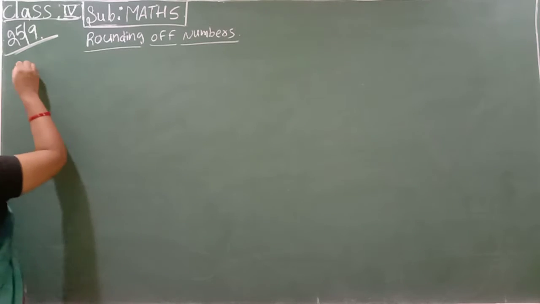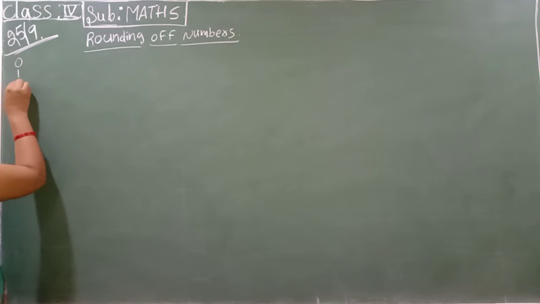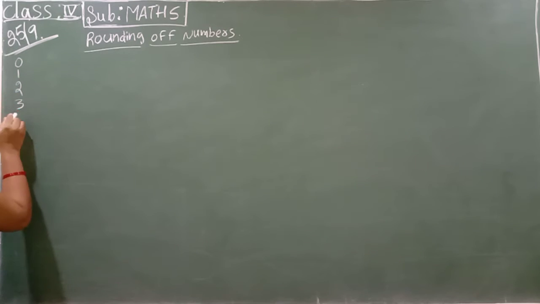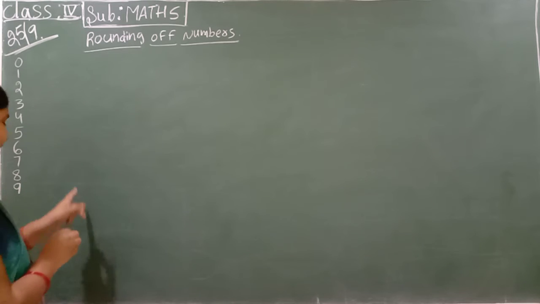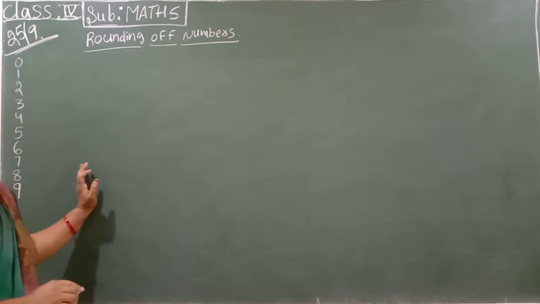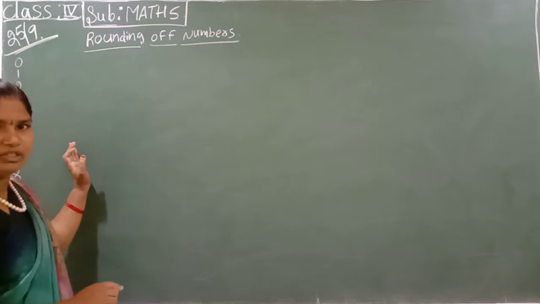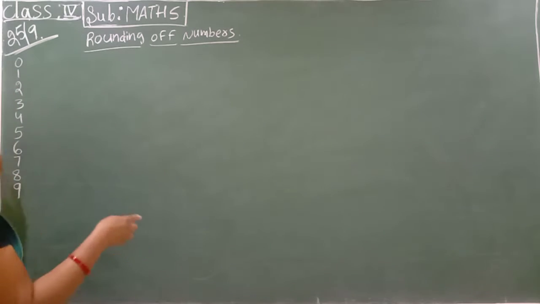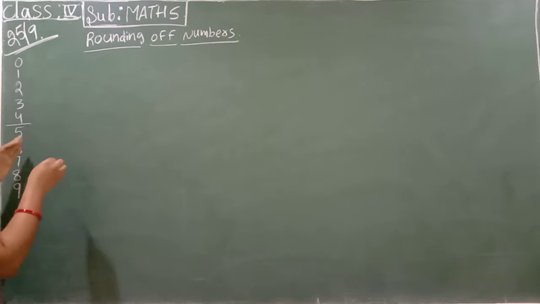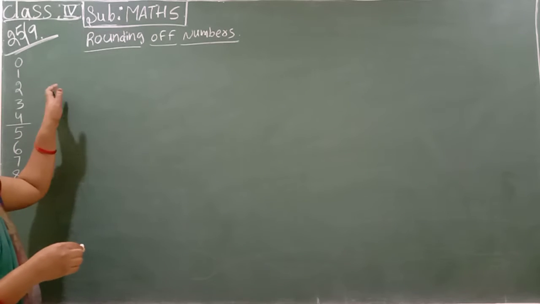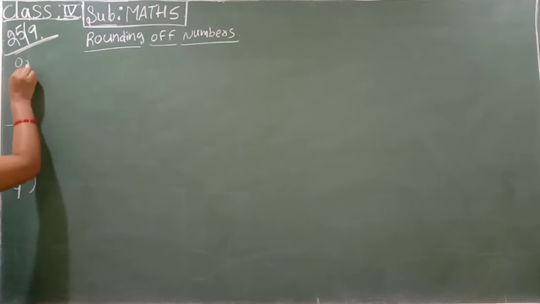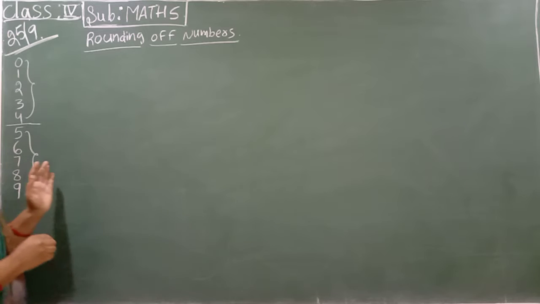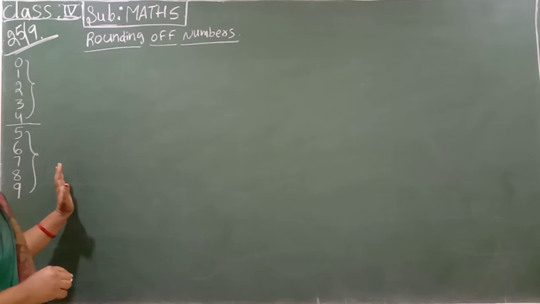See, I am writing numbers here: 0, 1, 2, 3, 4, 5, 6, 7, 8, 9. These all are one digit numbers. These one digit numbers I am dividing into two parts: the numbers before 5 and the numbers after 5. It is one group and it is one group.